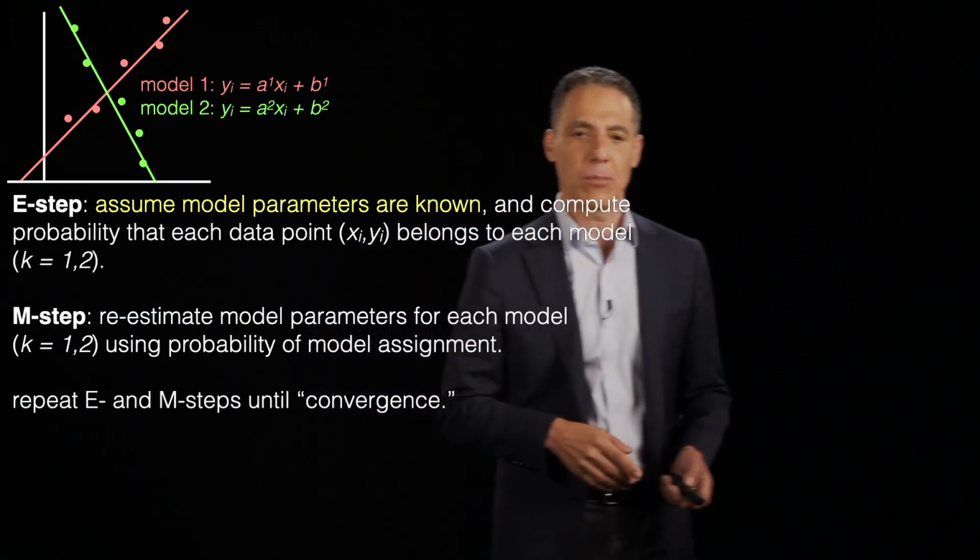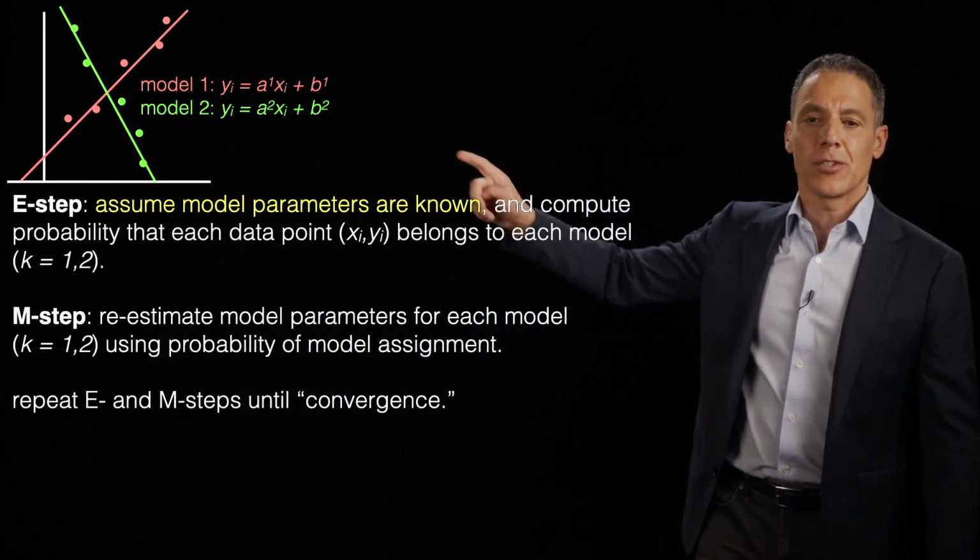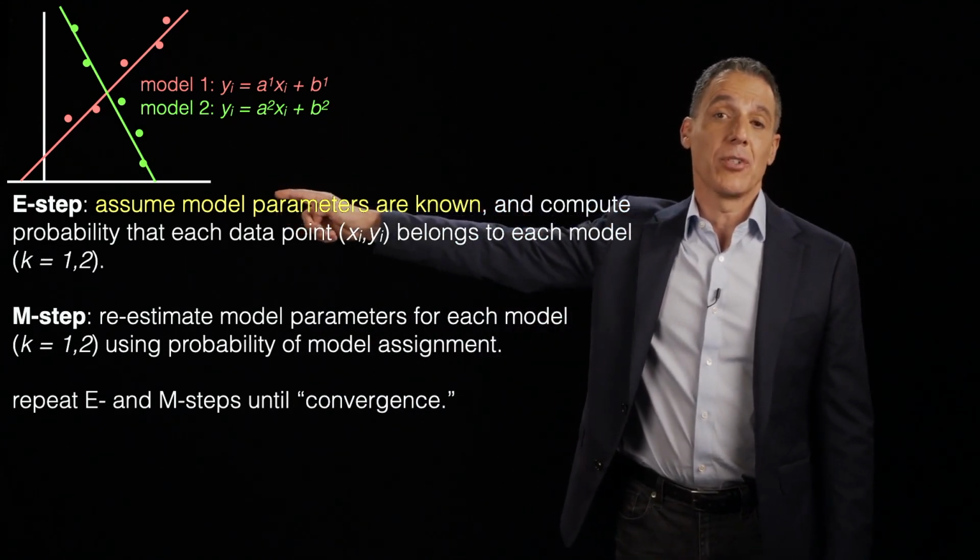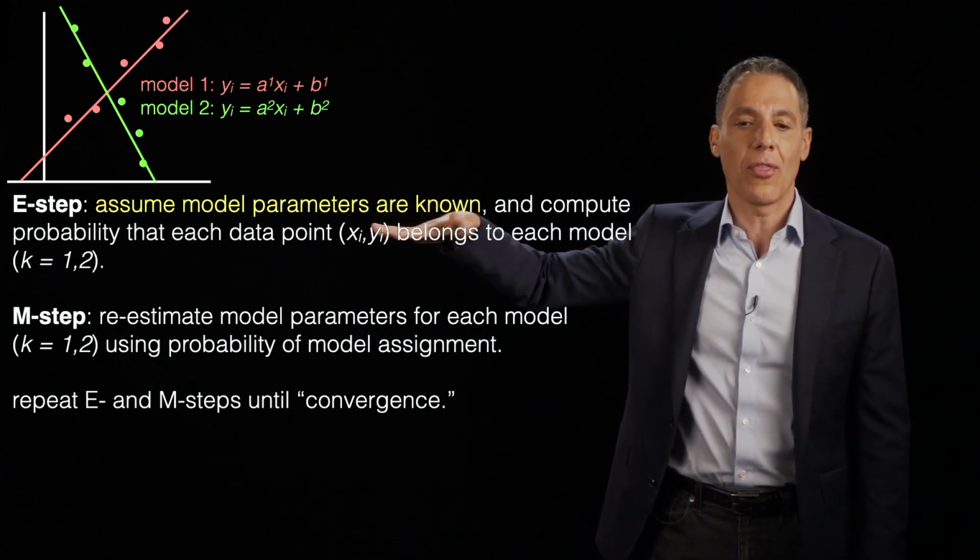We're now ready to implement the expectation maximization algorithm. We're going to look at a couple of details you've got to make sure you get right, and then we're going to look at some code for implementing EM for this line fitting problem. First things first, you have to assume that the model parameters are known to bootstrap this whole thing.